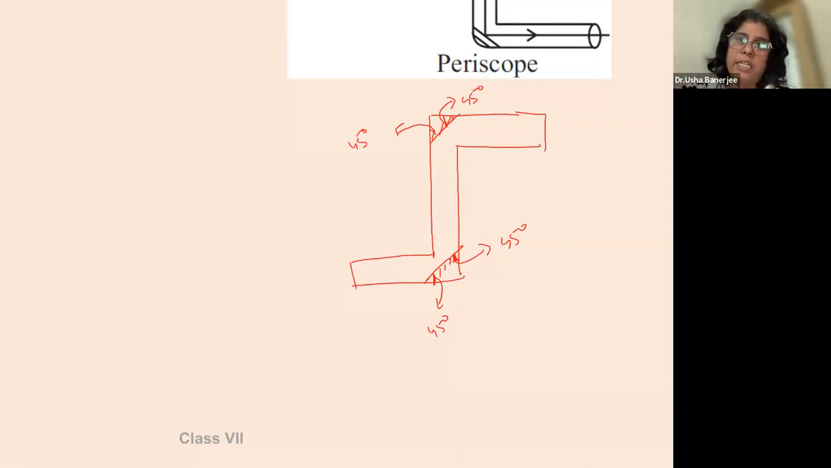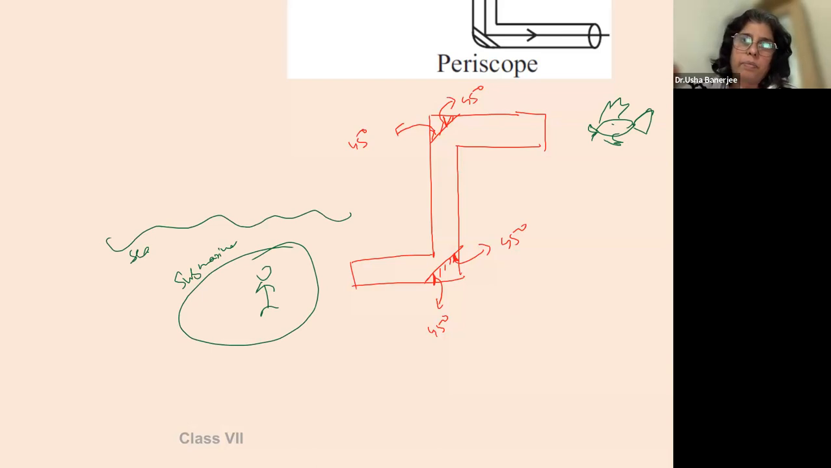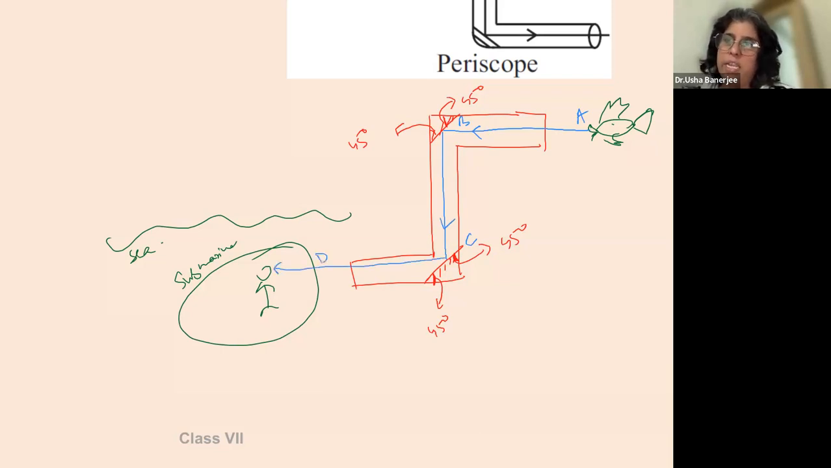I'm drawing the rays of light in blue. So suppose here there is a bird in the sky or something. My bird is really bad. And a person is sitting here inside a submarine. And this is the sea. So the person sitting in the submarine has to see the bird flying in the sky. He uses a periscope. So this is the incident ray of light. Let's call this AB. So this is reflection number 1. This is BC, reflection number 2. And then it goes into, I'm calling it CD. So how many reflections? 2 successive reflections.